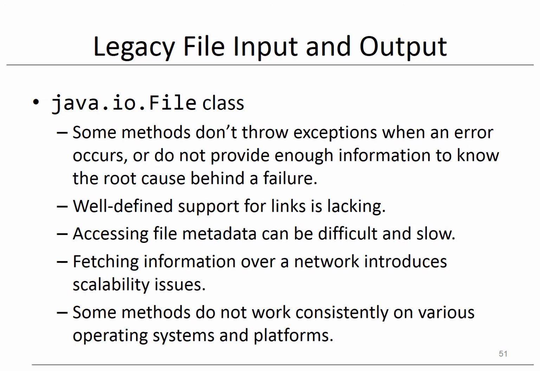Prior to the Java 7 release, the java.io.File class was the default mechanism used for file I/O. This class is still present for reasons of backward compatibility, but has several drawbacks such as the following. Some methods don't throw exceptions when an error occurs. Well-defined support for links is lacking. Accessing file metadata can be difficult and slow. Fetching information over a network introduces scalability issues, and some methods do not work consistently on various operating systems and platforms.